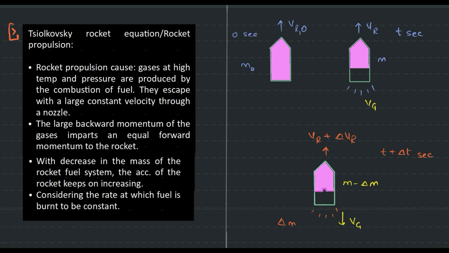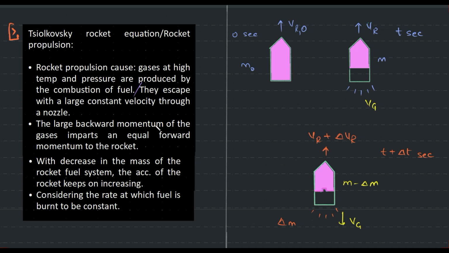Okay, now let me read the write-up. So now again, I'll start from the heading, sorry. So let's start from the heading. So in this video, we'll be looking at rocket propulsion. Rocket propulsion is caused by gases at higher temperature and pressure produced by the combustion of fuel. They escape with a large constant velocity through the nozzle. So right, nozzles are generally in this way and they exit.